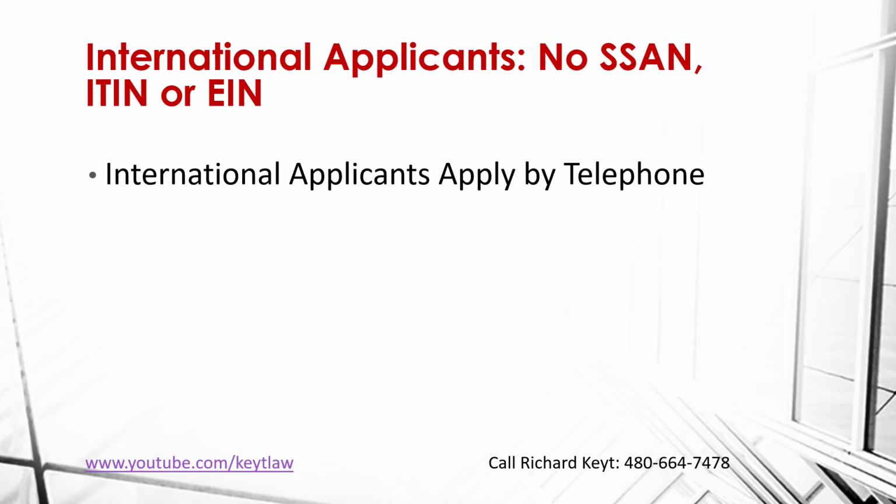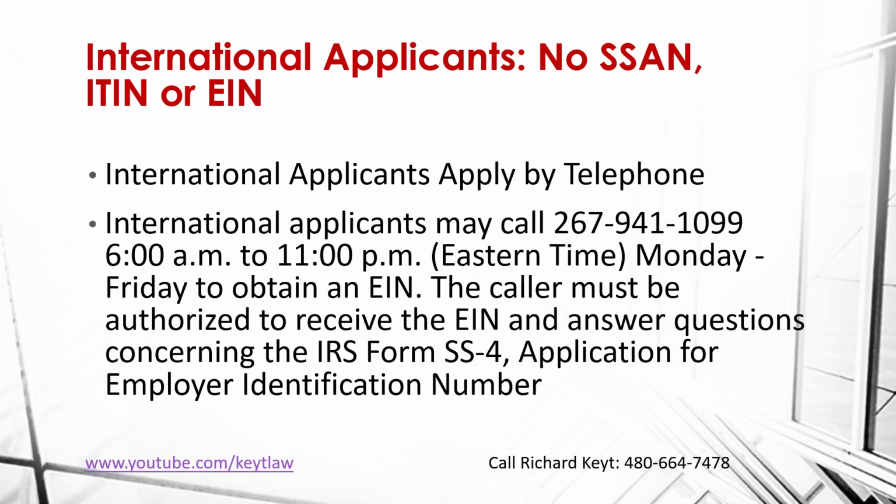Now, if there's no responsible party that has a social security number, ITIN, or EIN, then the applicant is considered an international applicant and not able to use the online wizard. The international applicants can apply for an EIN by telephone, but they need to call the number displayed on the screen, 267-941-1099. That's not a toll-free number. Call that number between 6 a.m. to 11 p.m. Eastern Time, Monday through Friday, to obtain an EIN.